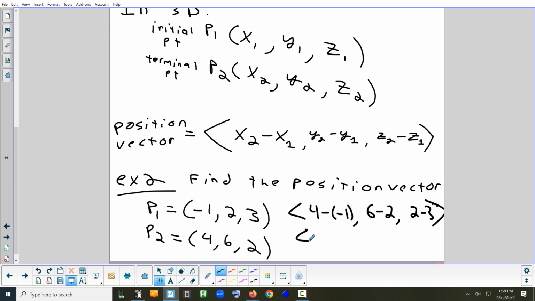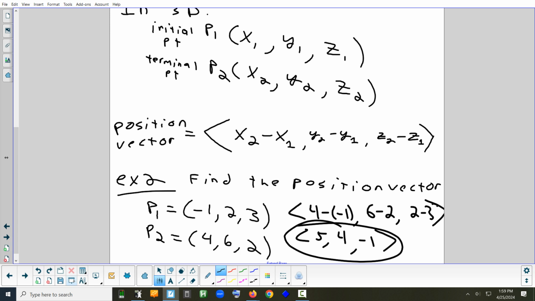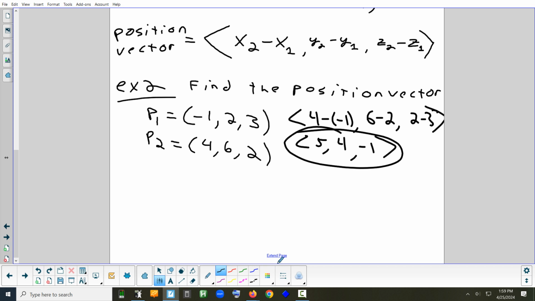Okay, so 4 minus negative 1, that's going to give me 5, 4, negative 1. That's my position vector written in what the book calls an algebraic vector. How would I write that with i, j's, and k's if they wanted it that way? 5i, 4j, and negative 1k. Negative k. Like that? Yeah. Something we're missing. 5i plus 4j plus. Yep.